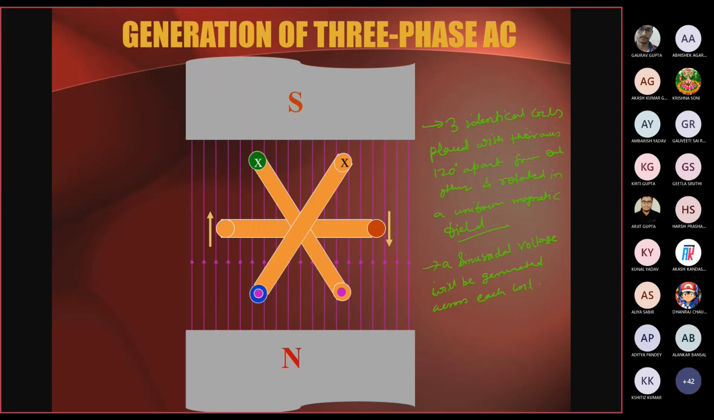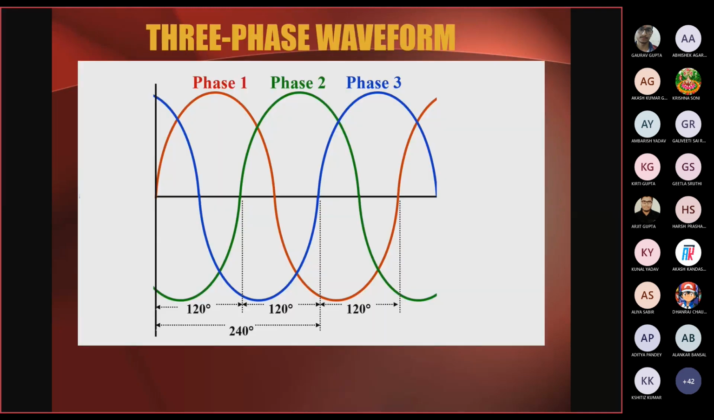This is due to again the Faraday's law of electromagnetic induction, right? So you will get, because we have used three conductors or three coils, each coil is representing each phase. Suppose phase 1, phase 2 and phase 3. So you will see that this type of voltage or current you will obtain when the three coils are rotated in a uniform magnetic field, right?